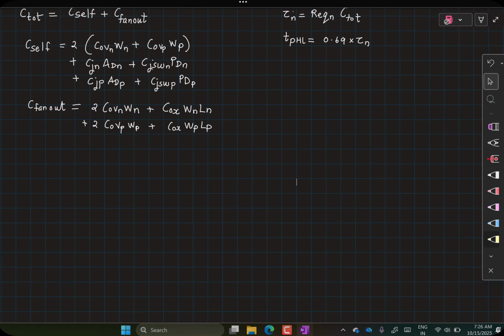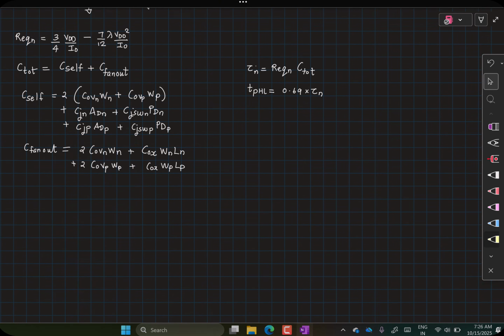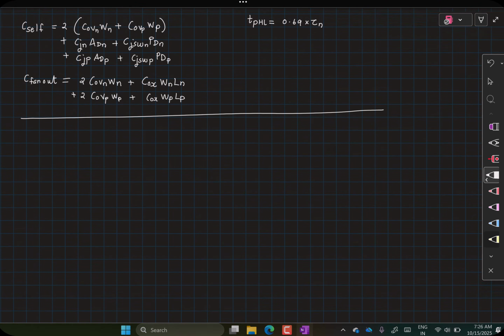All right. So this concludes our discussion for calculation of the R equivalent and C total for the delay. Now, just for completeness, let me give you the expression when you are dealing with the low to high propagation delay. So in low to high propagation delay, your input is going from VDD to 0, which means your signal is VDD into 1 minus U of t.